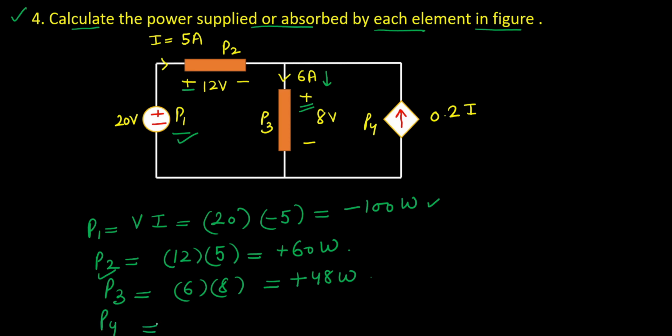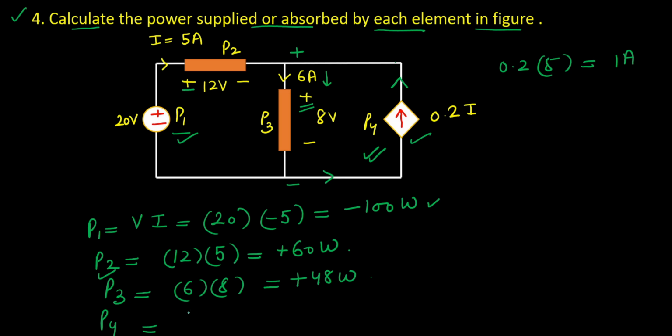The element P4 over here. In this case also, this is the positive and this is the negative terminal, and as you can see, the current of 0.2 I, which means 0.2 into 5, which is equal to 1 ampere, is flowing from the negative terminal to the positive terminal. So this particular dependent current source is also delivering power.